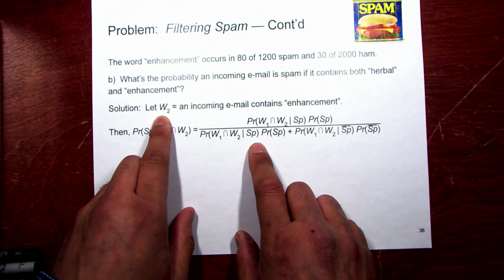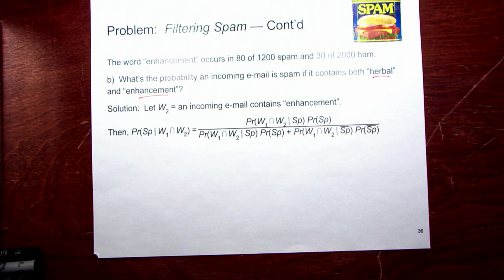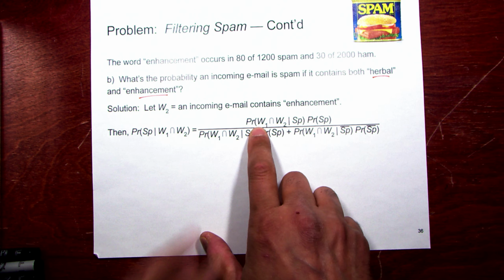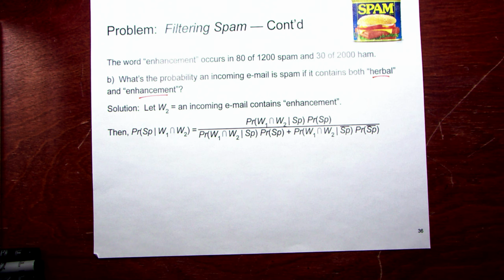So I've got enhancement as the second word, and we're looking at an email that has both herbal and enhancement. Okay, so the Bayes equation ends up being: it contains both these words, W1 and W2, and it's either spam or not spam. And this is a problem because we don't know the occurrences of both of these things. The statistics database just keeps a frequency count. It doesn't look at overlaps.